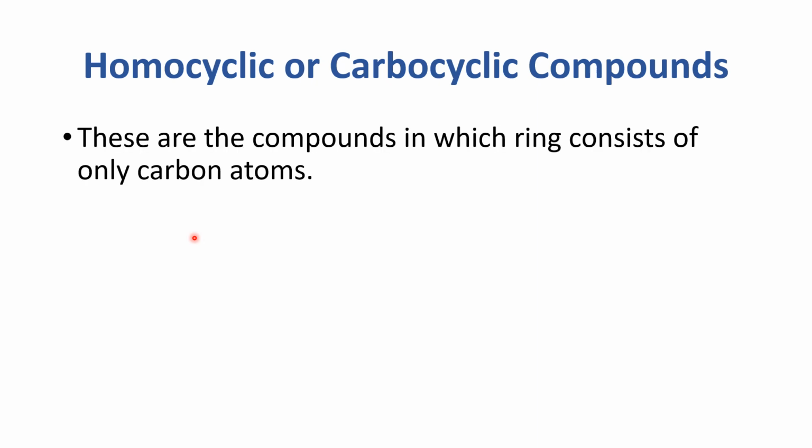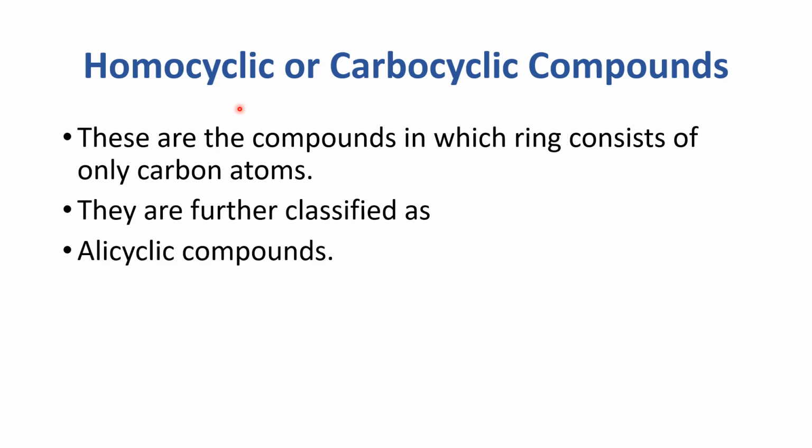So homocyclic compounds are those compounds in which the ring consists of only carbon atoms. Homo means same and cycle means cyclic structure. So in a cyclic structure, if all the atoms are carbon, they would be homocyclic compounds. They are further classified as alicyclic compounds or aromatic compounds.